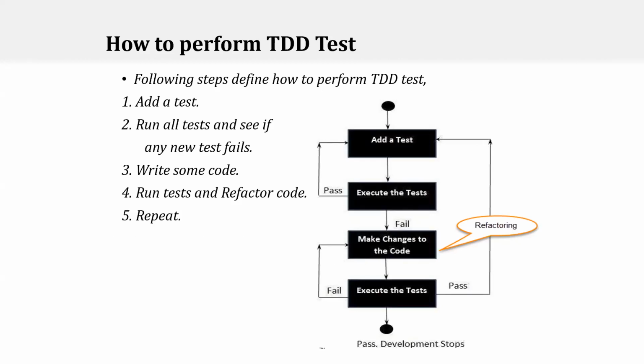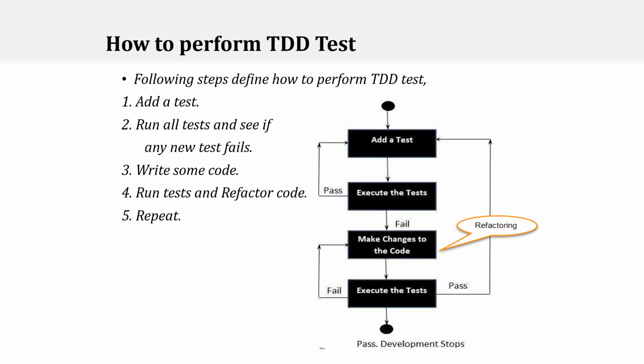First you add a test, execute the test, make changes to the code, execute the test. Initially you are adding a test. What is adding a test? Adding a test is adding the test procedure or the test cases for a particular application or a particular code. Just add a test and execute. If it passes, then you will add the next test.